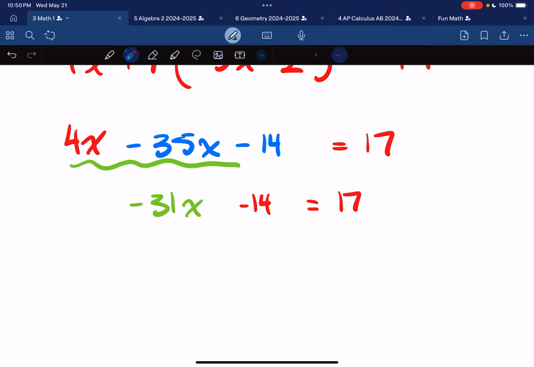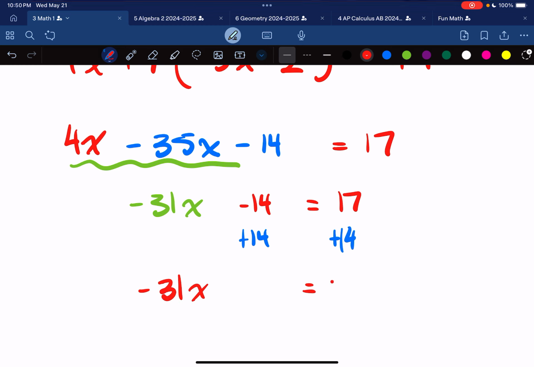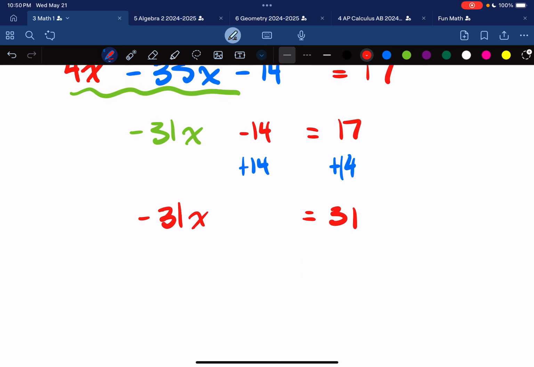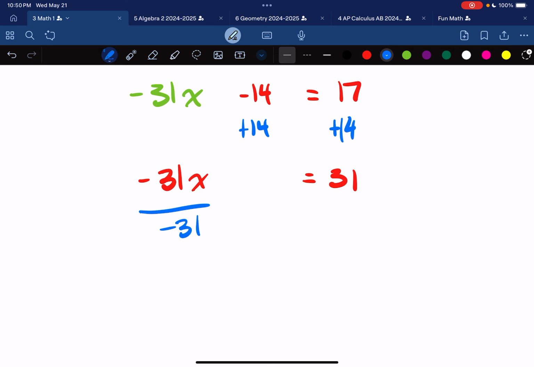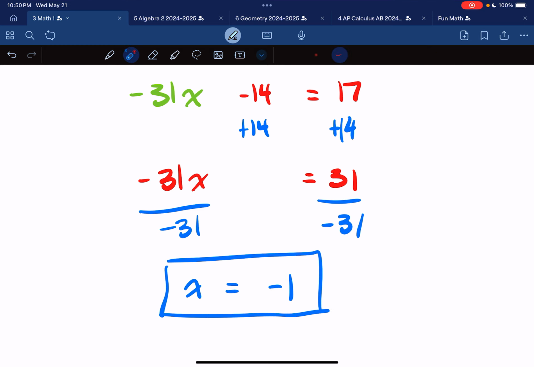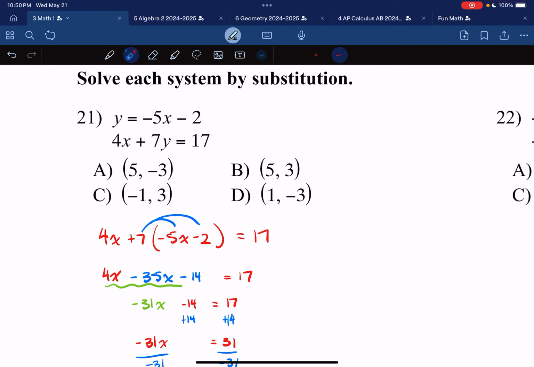And now that I have the left side simplified, let's say that the left side is my variables, which means this constant needs to go on the right side for my constant side. I'm going to add 14 to both sides. And when I do that, I have -31x is equal to 31. And then from there, I'm going to divide both sides by -31, and x is equal to -1. That's 1/2 of my answer. Remember, I should have an x coordinate and a y coordinate. -1 for my x coordinate, however, does leave just option C.